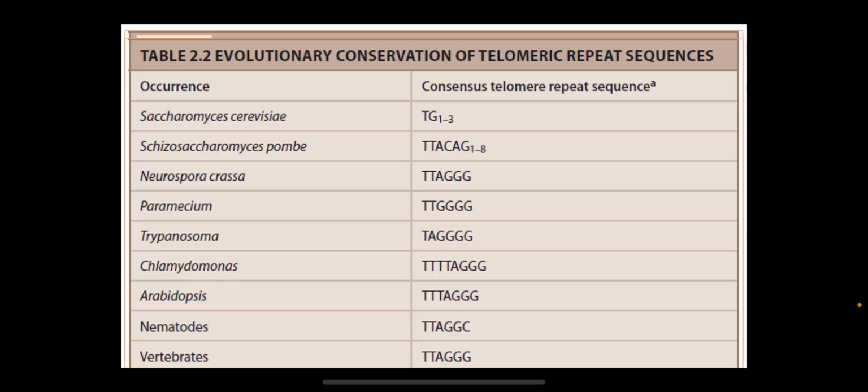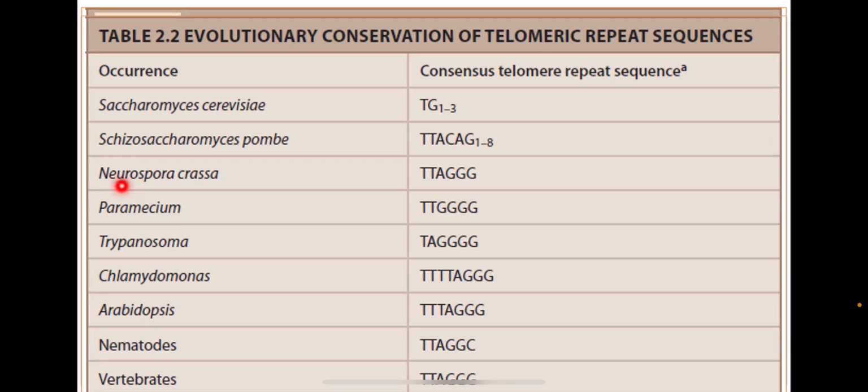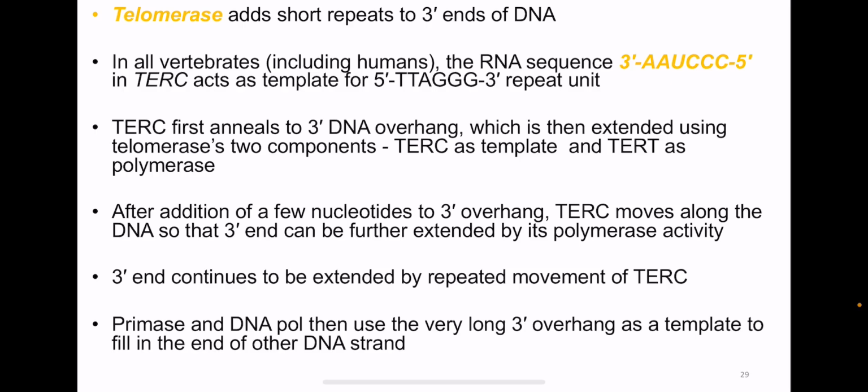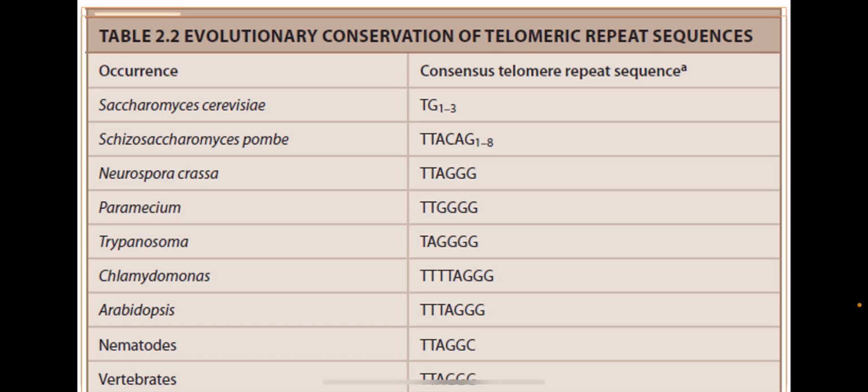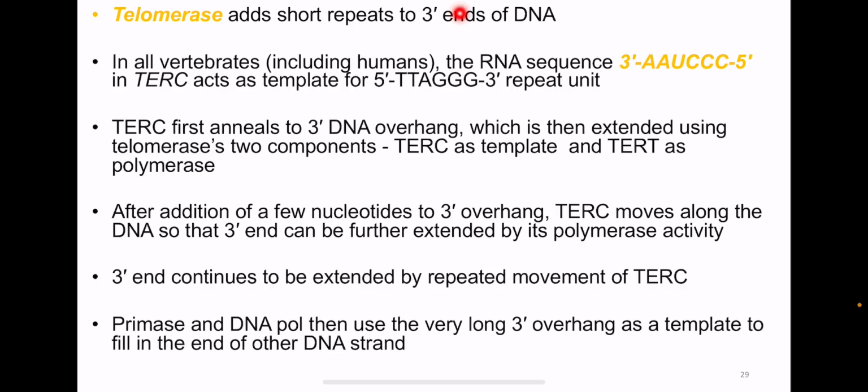Humans, where are we? Vertebrates, the last part: TTAGGG. Whom are we similar to? Neurospora crassa. You realize they also have the same tandem repeat. So telomerase, after synthesizing the telomere, adds these short repeats to the 3' ends. In humans, for example, the telomere is made up of repeats of TTAGGG, so the telomere will be like TTAGGG, TTAGGG, TTAGGG, numerous of them. The telomerase will add the repeat to the 3' end of the DNA.